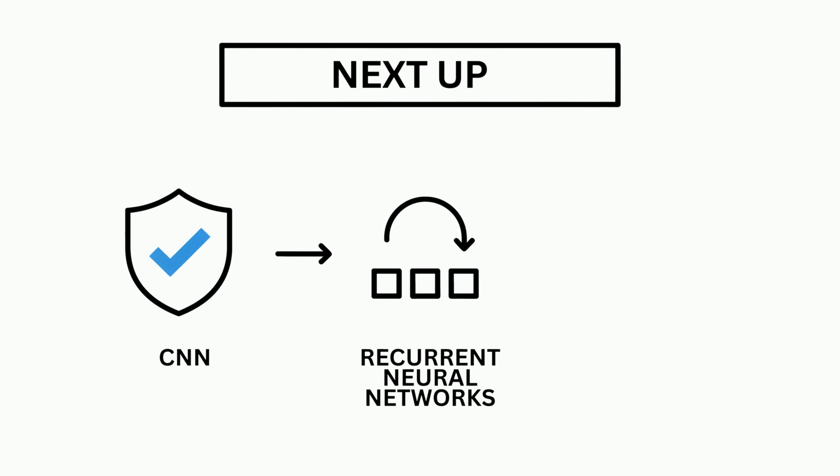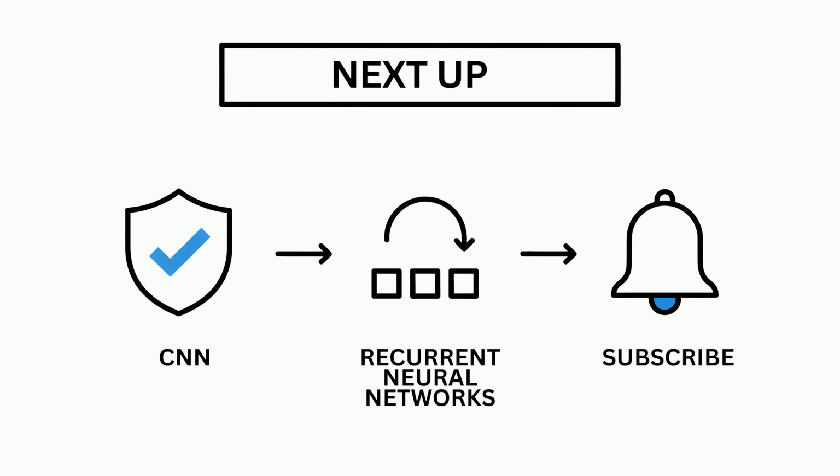But not everything is a static image. What about sequences, a stream of network traffic, or a sentence in a phishing email? Next time, we'll look at recurrent neural networks, the architecture built to handle exactly that.